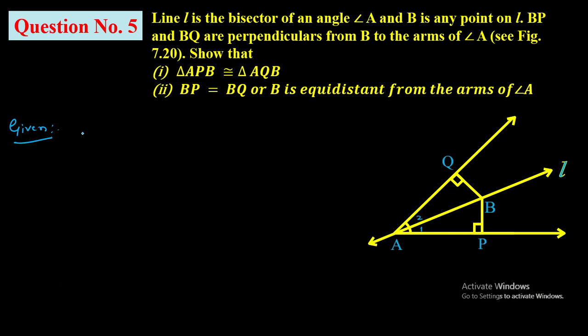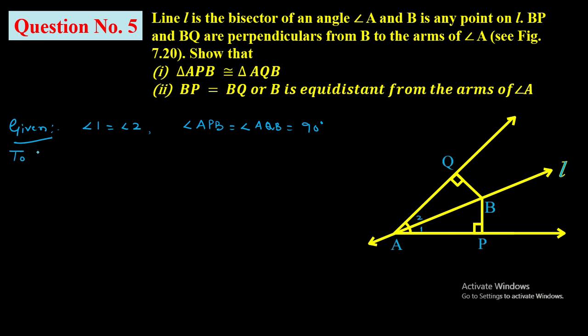Let's write the given portion. So here it is given that L is bisector of angle A. That means it's given angle 1 is equal to angle 2. Also, BP and BQ are perpendiculars. That means angle APB is equal to angle AQB, and both are equal to 90 degrees.